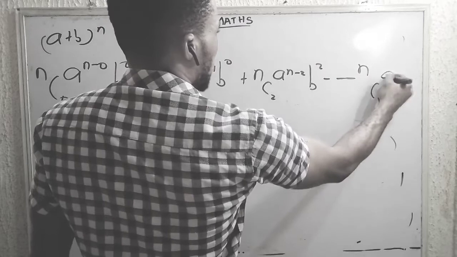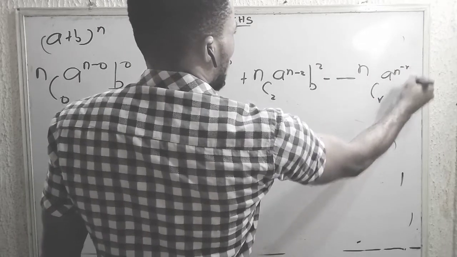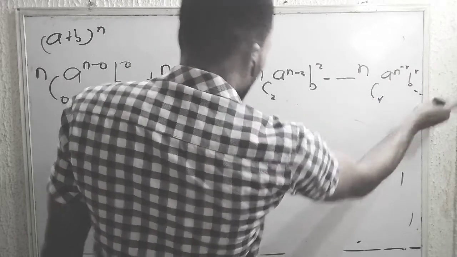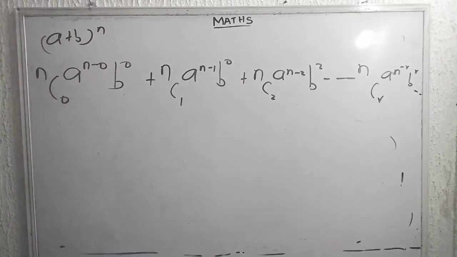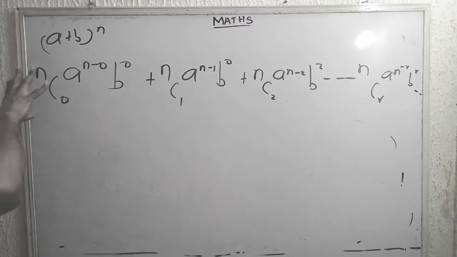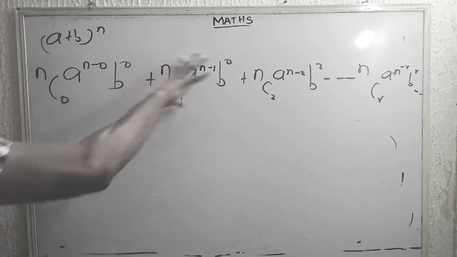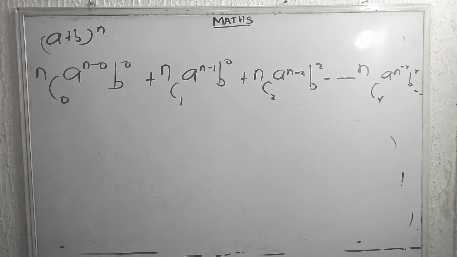I have n combination r, a raised to power n minus r, b raised to power r, and the list goes on. That's the general form. I know it looks cumbersome or quite big, but just be a little bit patient. This is the first time I'm expanding it, and the second, third, fourth or fifth will follow. So using a combination gives you both the coefficients and the powers of the expansion.